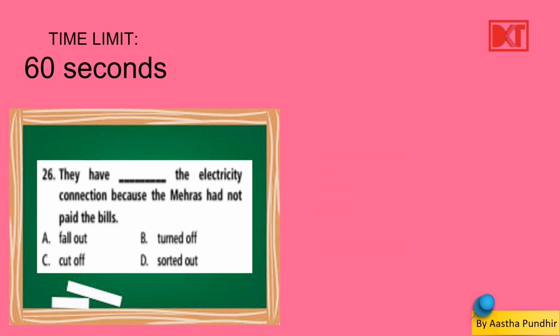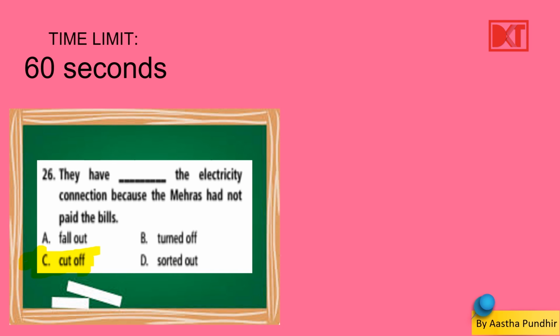Alright, now next, they have dashed the electricity connection because the Mehras had not paid the bills. They fall out the electricity connection, turned off the electricity connection, cut off the electricity connection, or sorted out the electricity connection. It's pretty easy. The answer is cut off. Cut off means like removing the connection, okay? All others are also pretty self-explanatory.